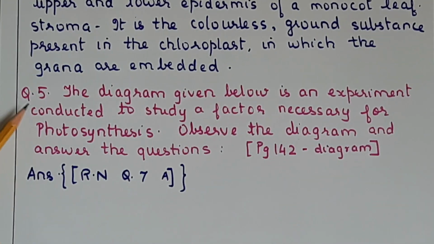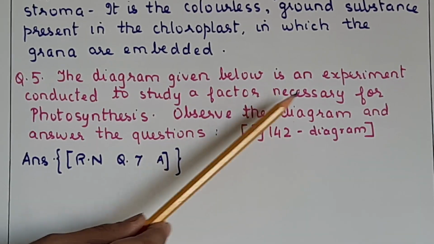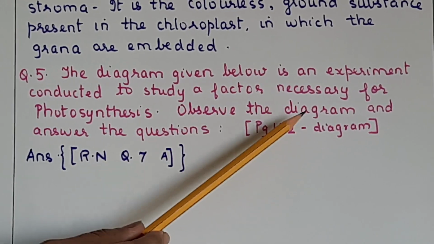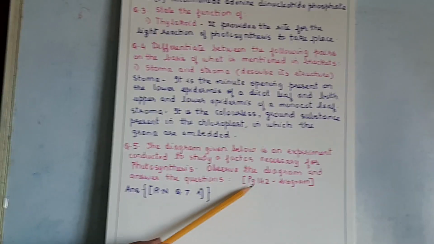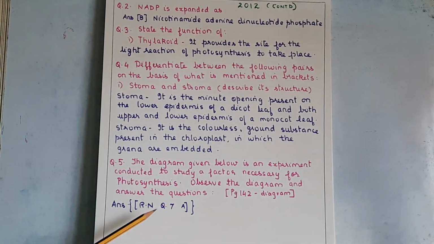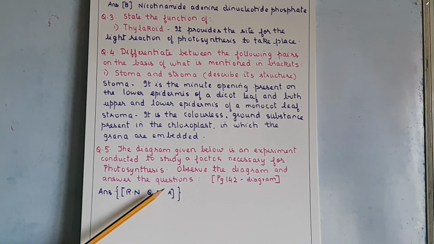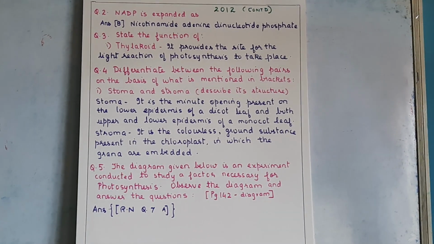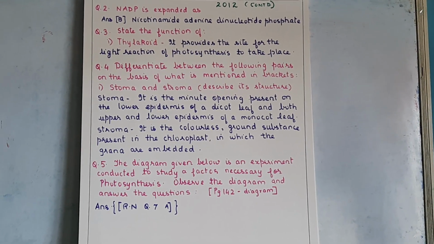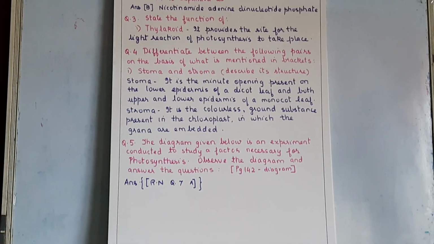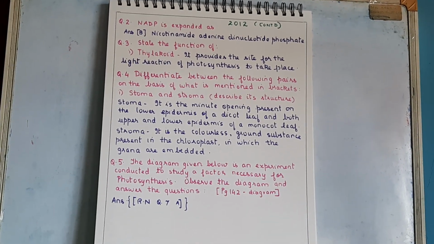Now question 5. The diagram given below is an experiment conducted to study a factor necessary for photosynthesis. Observe the diagram and answer the questions. Now, I hope you are on the same page, page 142. The diagram is there. Now, this we have already discussed under the experiments, that is question 7 of the notes, the A part. Now, if you can see, the moment you see in the diagram that green and white portions are shown, the aim of the experiment will be to show that chlorophyll is necessary for photosynthesis. Okay, so that will be the aim of the experiment.